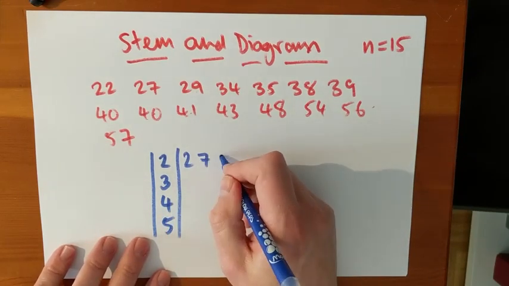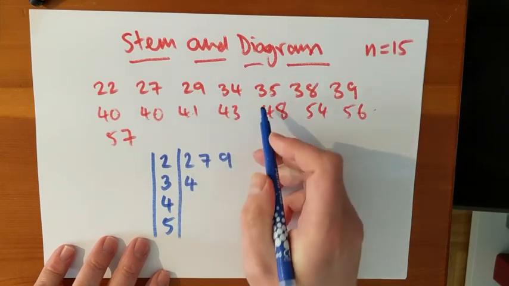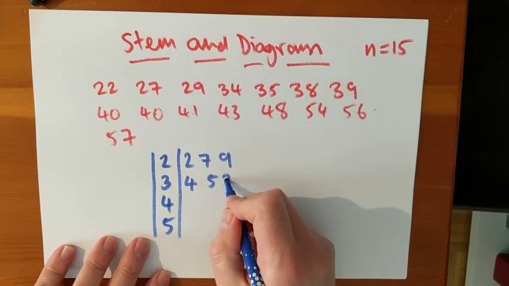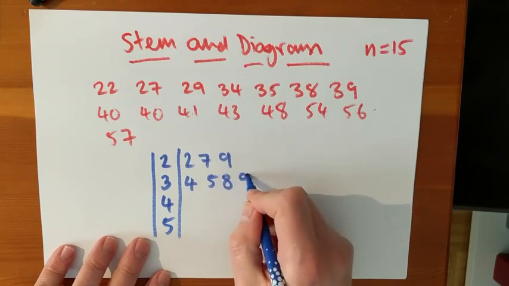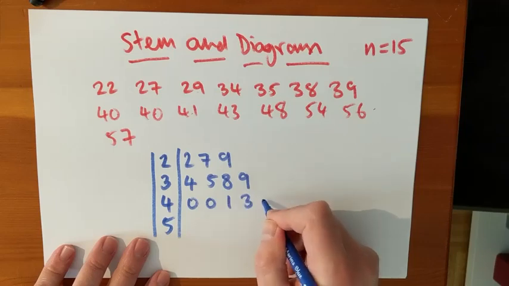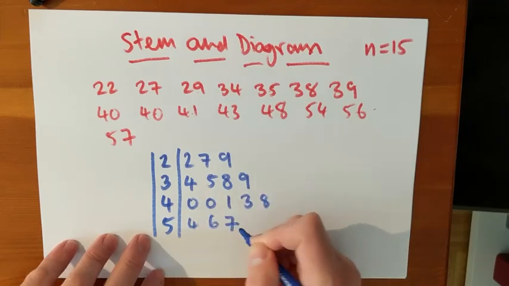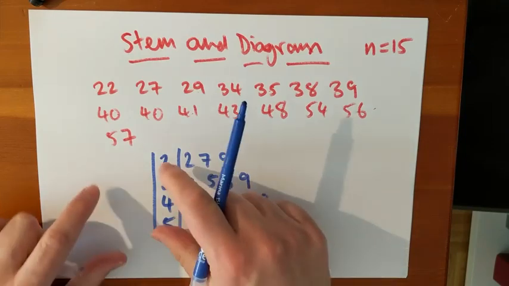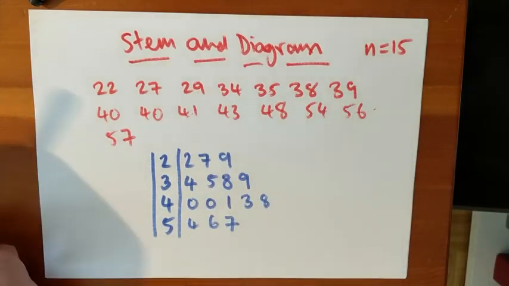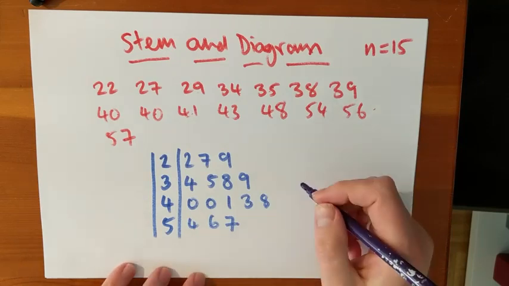And then 27 and 29. 34 goes in this place here. 34, then 35, 38 and 39. And then I've got 40, 40, 41, 43, 48, 54, 56 and 57. So you can see it looks a bit like a bar chart with the bars going this way. But what's nice about this is that we can use it to find the median quite quickly.